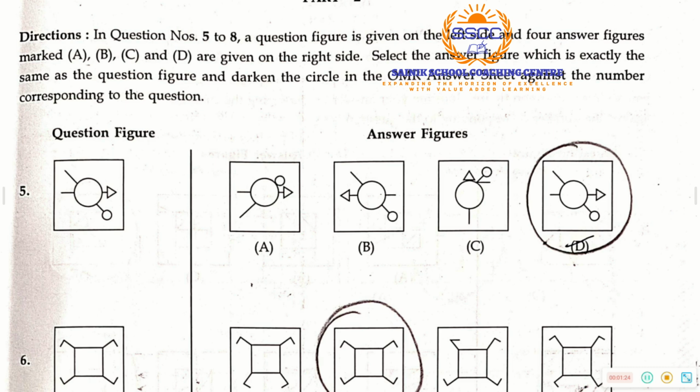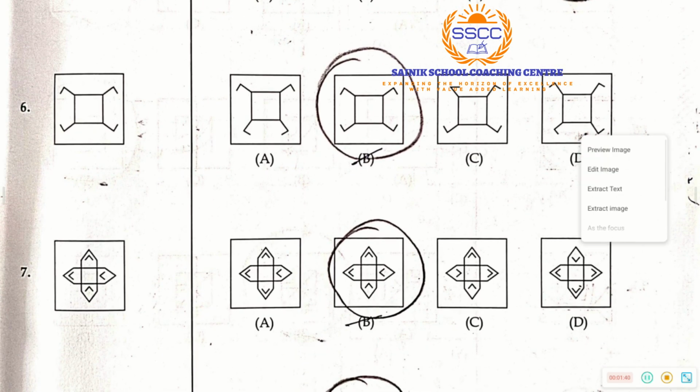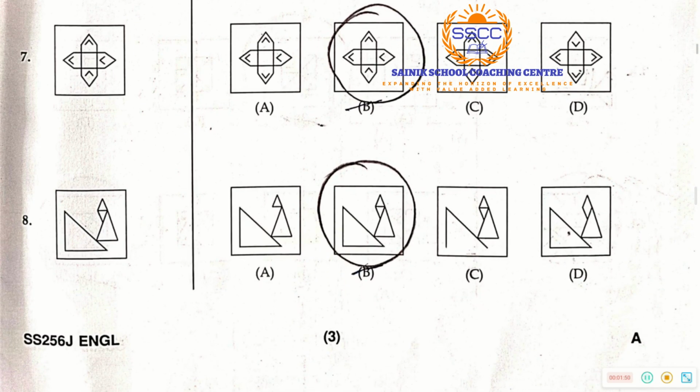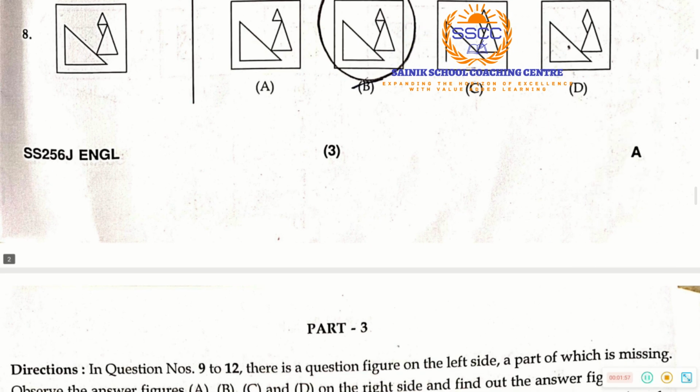Next we are going to part second, wherein the direction of these questions is, we need to select the answer figure which is exactly the same as the question figure, and we need to darken the circle. Here the figure given in the fifth question exactly resembles the shape in the answer figure, that is option D. Question number 6, the question figure resembles option B. Question number 7, the same figure is option B. Question number 8, the same figure resembling the question figure is option B.